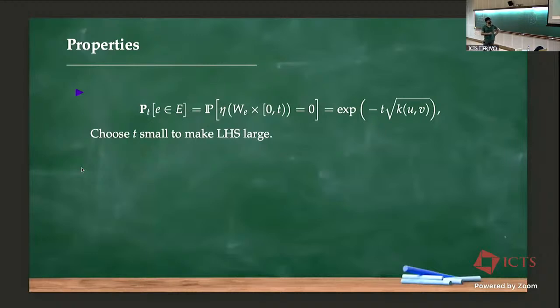If t is chosen to be very, very small, and I have a reasonable bound on K, then I know that I can make it as high as I want.